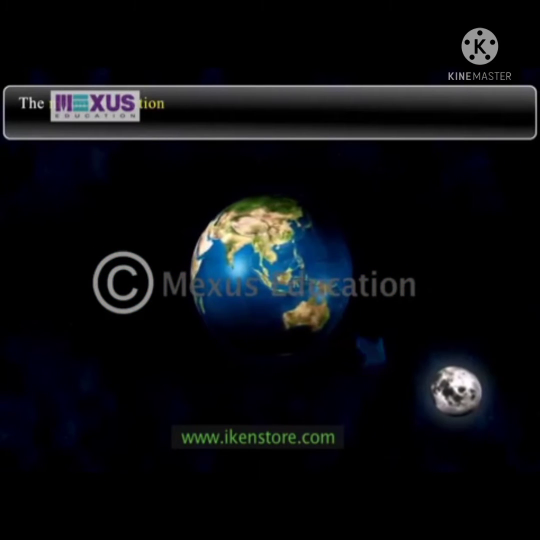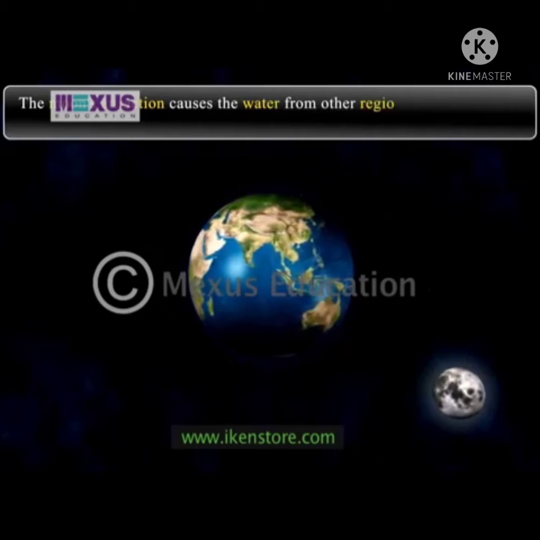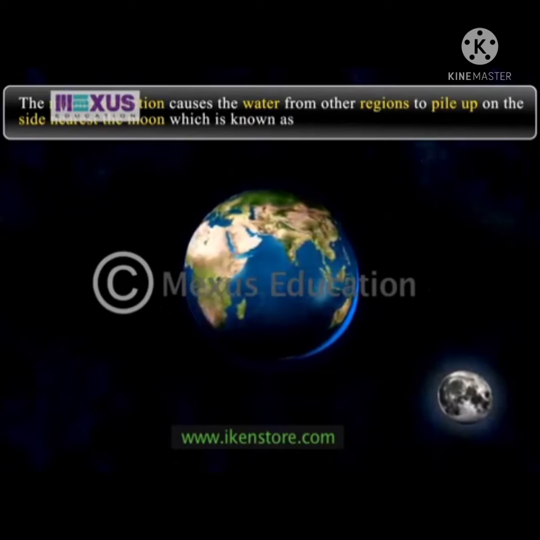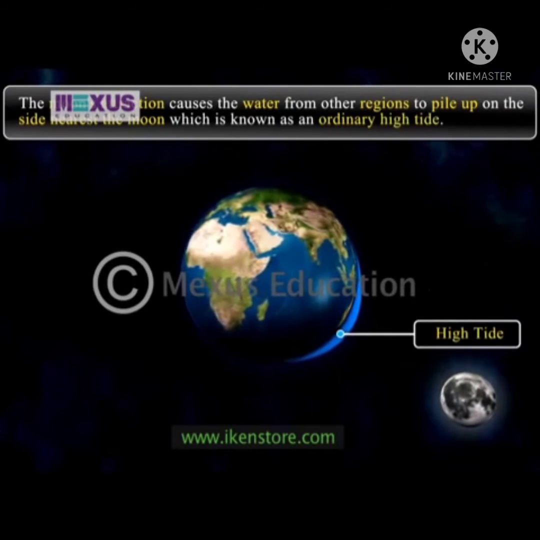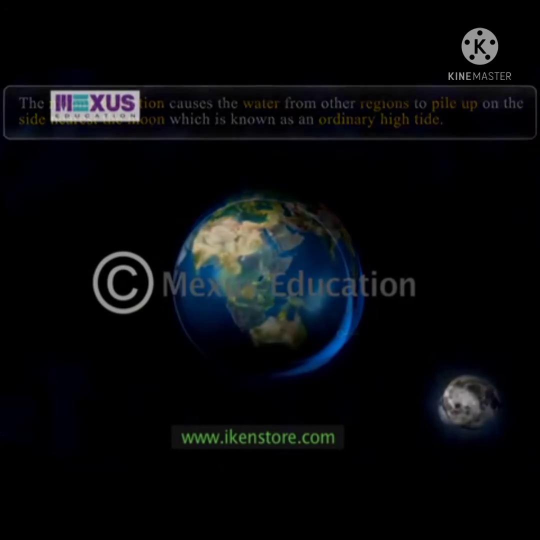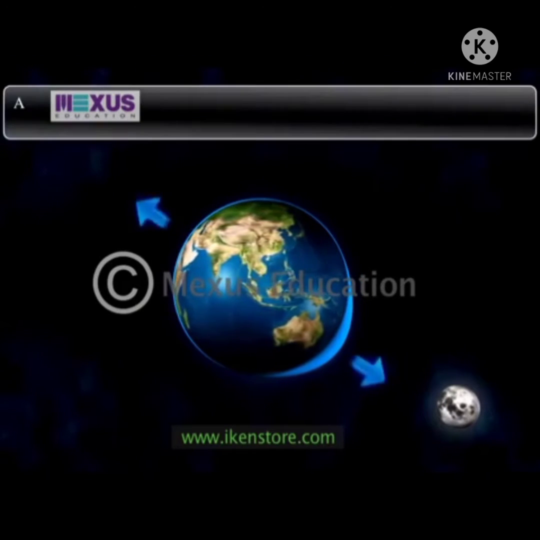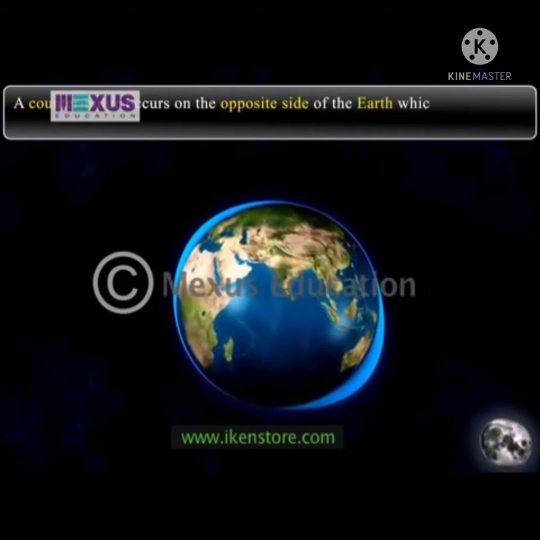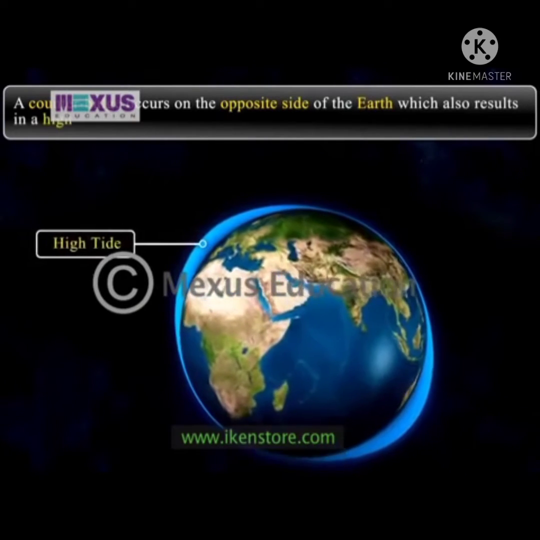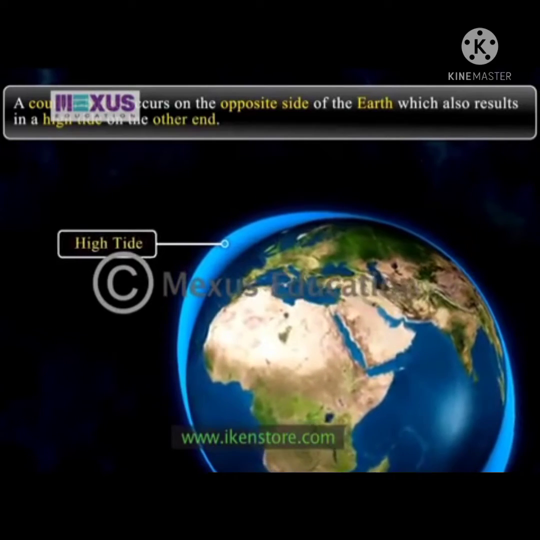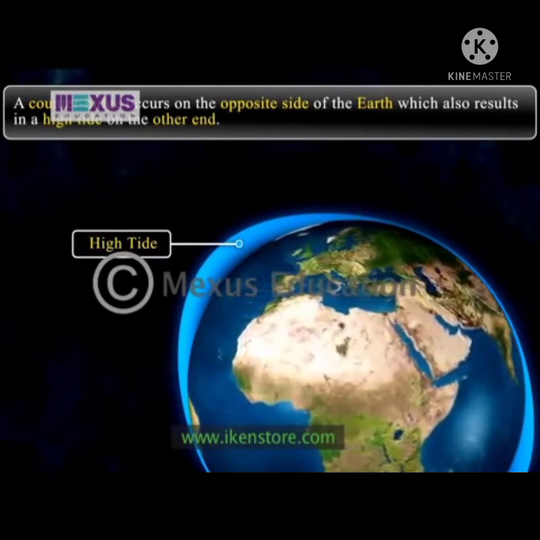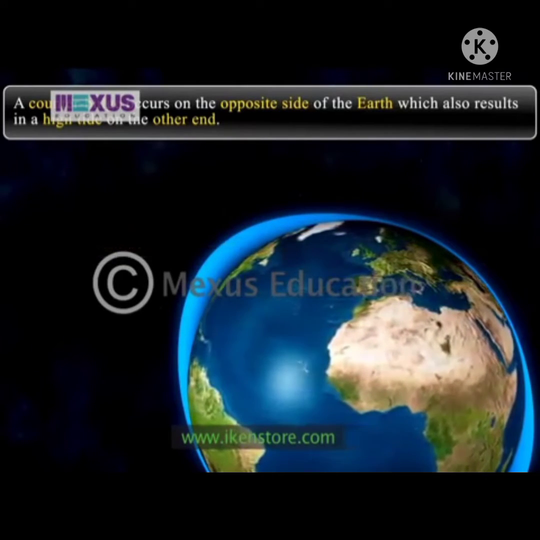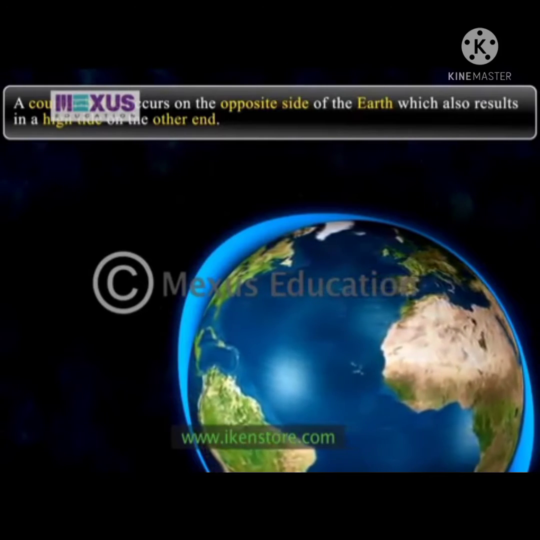The moon's attraction causes the water from other regions to pile up on the side nearest the moon, which is known as an ordinary high tide. At the same time, a counter bulge occurs on the opposite side of the Earth, which also results in a high tide on the other end. This high tide is due to the centrifugal force, which develops to counter the centripetal force of the Earth's rotation.